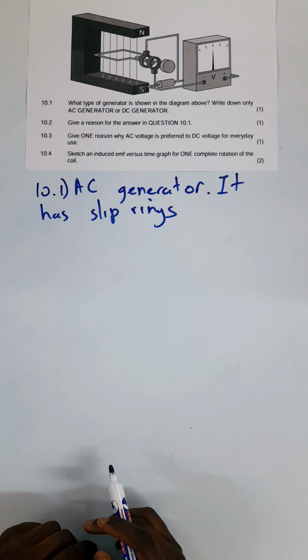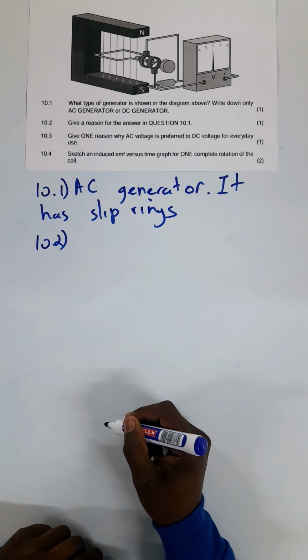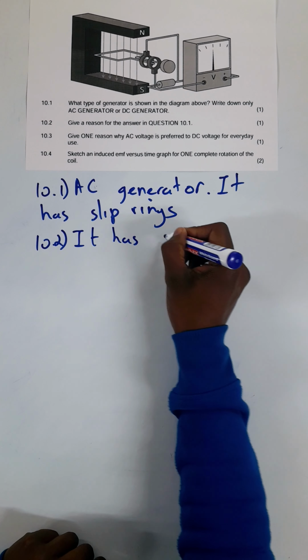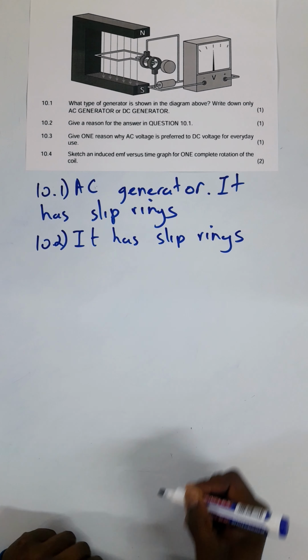Okay. Now, this is 10.2 actually. 10.2 is looking for a reason. It's because it has slip rings instead of a commutator, instead of a split ring commutator there.